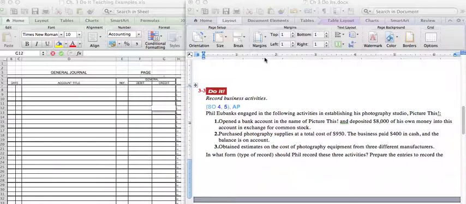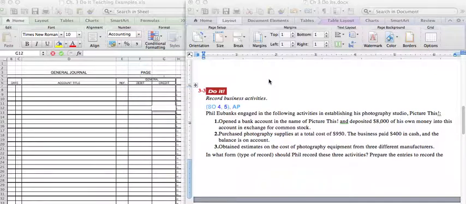I think it will help you when you go to journalize your own transactions in different problems that you have to complete for this chapter. In your book, it is on page 139. In Do It 3-3, you're going to record business activities. It says Phil Eubanks engaged in the following activities in establishing his photography studio.